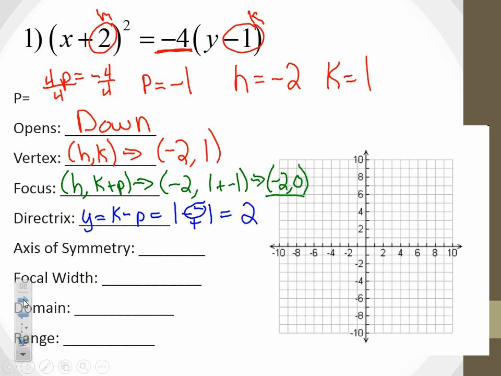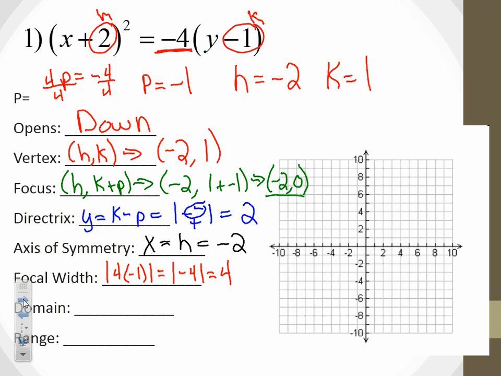Our axis of symmetry is going to be x equals h. So for us, that's just going to be x equals negative 2. Our focal width is going to be the absolute value of 4 times p, which is the absolute value of negative 4, which is 4. Alright, and then we'll come back and we'll do our domain and range.